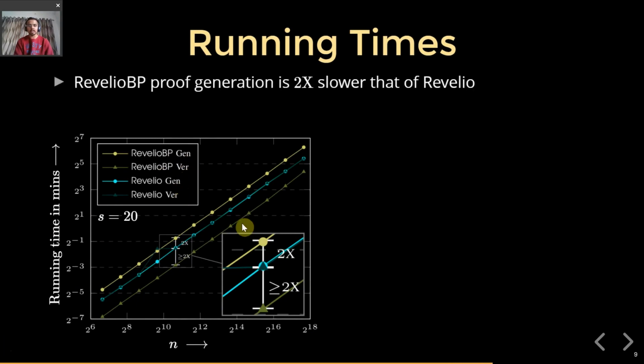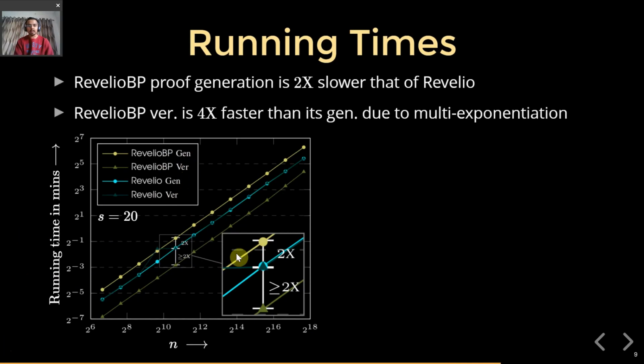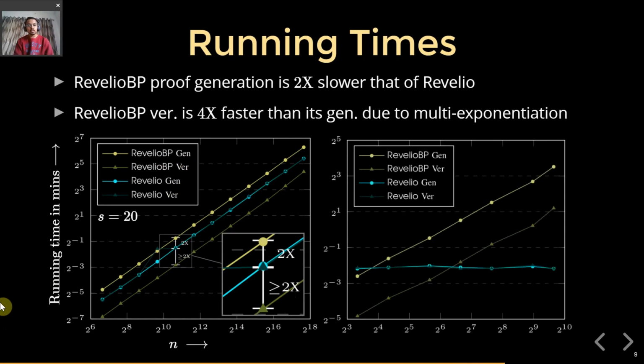So clearly we can see that Revelio BP generation time is at least two times smaller than that of Revelio generation. On the other hand, Revelio BP verification is about 4 times faster than its generation due to the single multi-exponentiation check. Here too, if we plot the running time versus S for a constant anonymity set size n, as Revelio is independent of S, the running times remain constant for Revelio, and the running time scales linearly in S for Revelio BP.